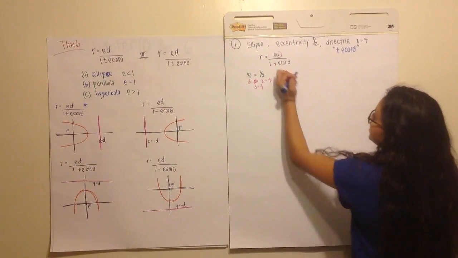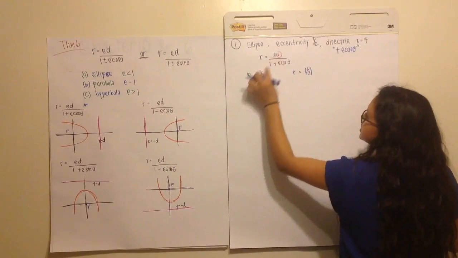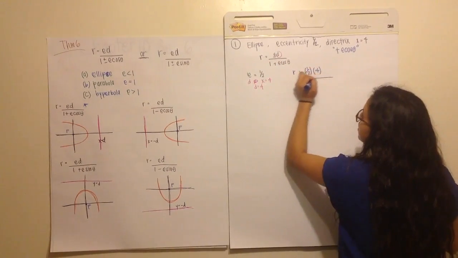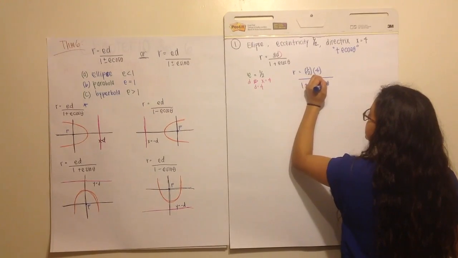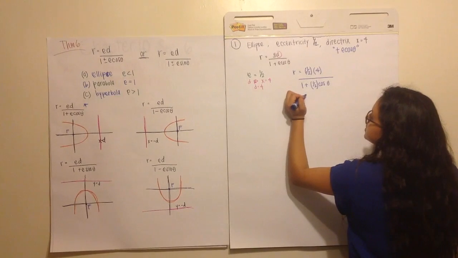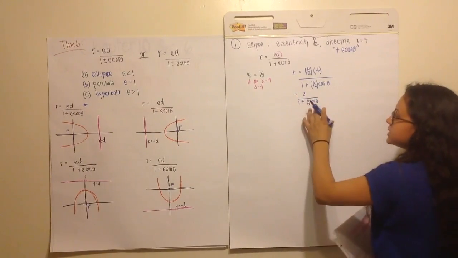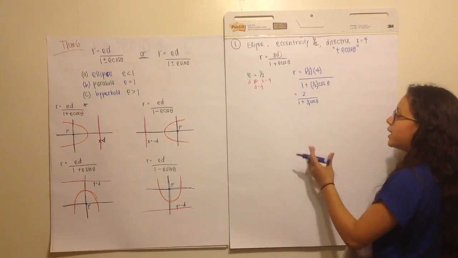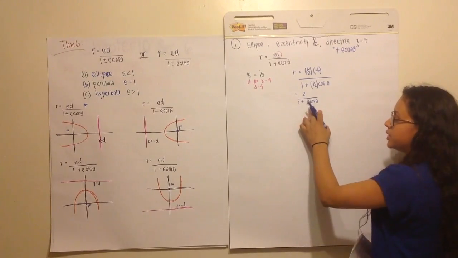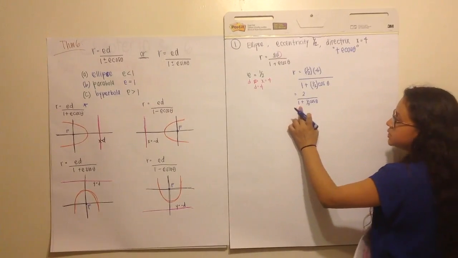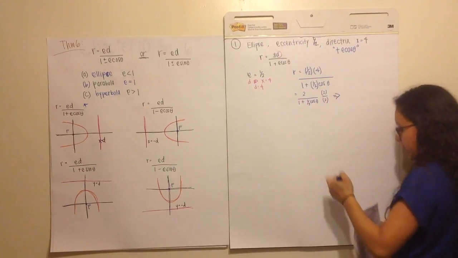So we get r equals our e, so 1/2 times our d, which is 4, over 1 plus our e, which is 1/2 again, times cosine theta. So this becomes 2 over 1 plus 1/2 times cosine theta. Now this, if you leave it like that, it's still correct, obviously. But I guess you can see that it looks kind of messy. So what we want to do is multiply times 2 so that we can get rid of that 1/2. So if we multiply times 2 here, we have to multiply times 2 on the top.